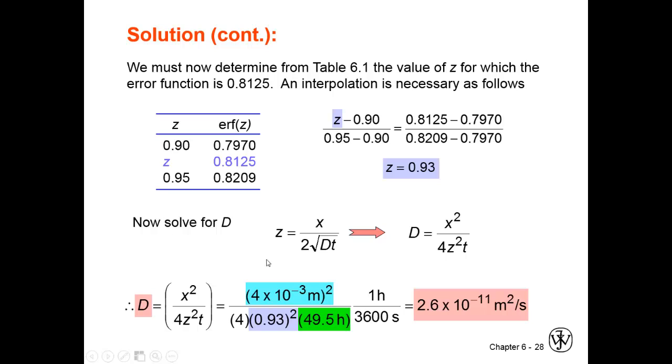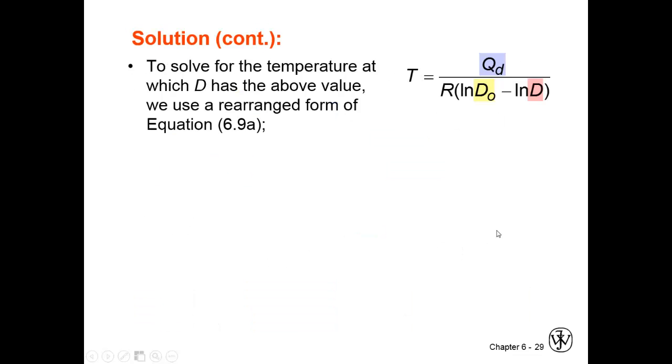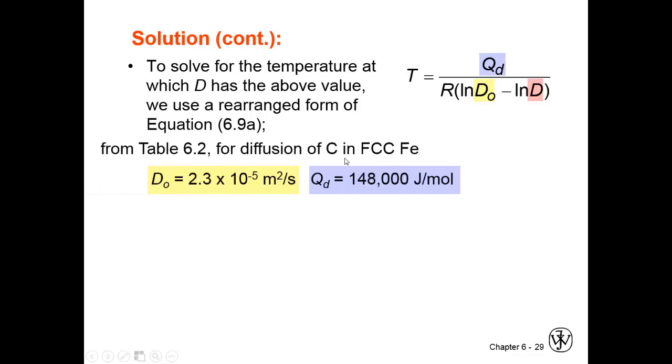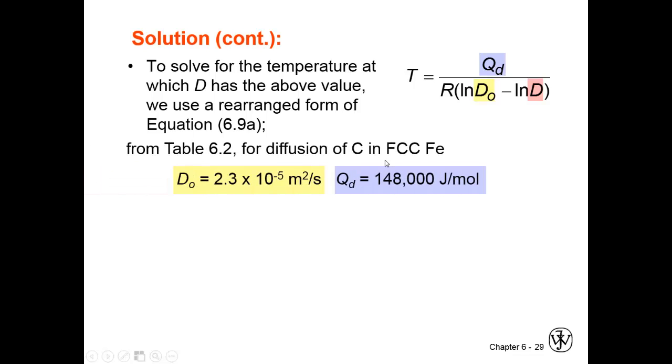Now we need to solve for the temperature T. So we plug it into our diffusion coefficient equation, and solving for that, we need to also know the Q_D and the pre-exponential, but we can look that up in table 6.2. And we can calculate our temperature.